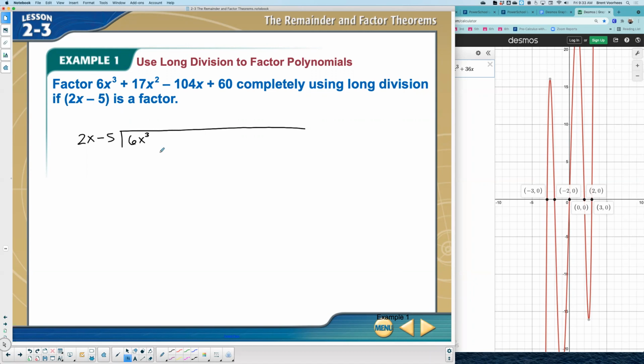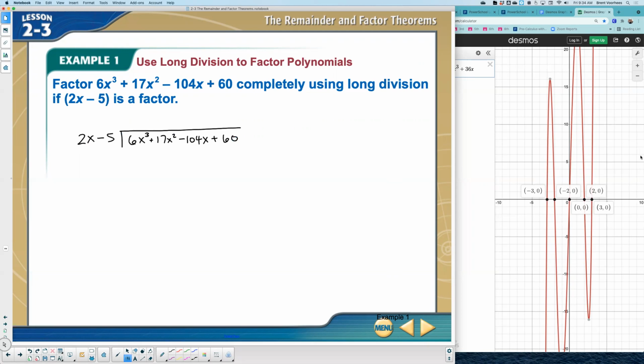Some terminology here. What I'm writing out right now is called the dividend. The dividend, if you ever hear someone say that, means what you're dividing into. This is the thing doing the dividing. We call that the divisor. And then the answer is called the quotient. Sometimes we will also have a remainder.